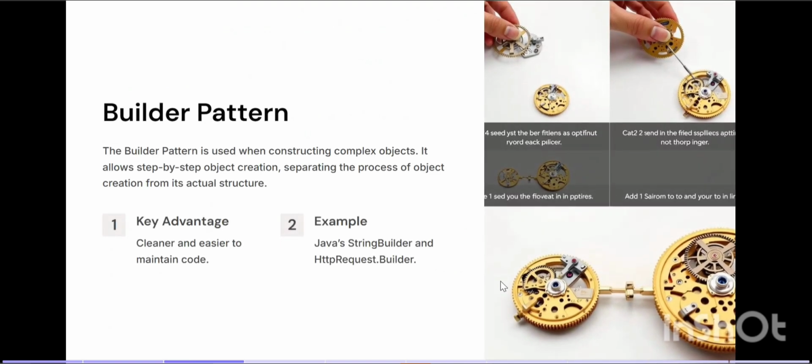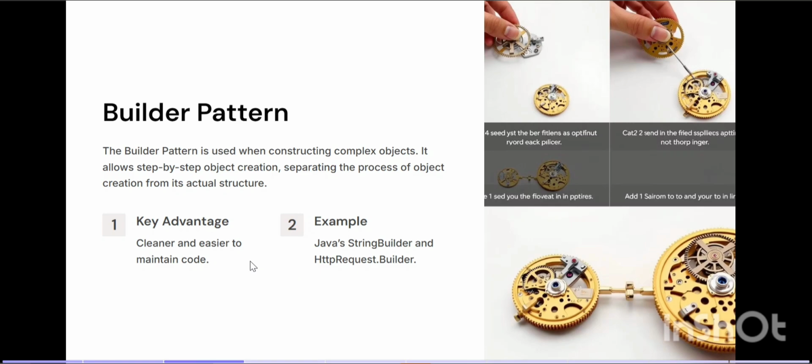Now we'll move on to the next slide, which is about the builder pattern. The builder pattern is used when constructing complex objects. Sometimes using constructors for objects can be limiting, especially when we need flexibility. The builder class helps solve this problem by allowing step-by-step object creation. For example, the Java builder and HTTP request builder. So you build the objects gradually and customize as you need. Here is a key advantage of this pattern: it separates the process of object creation from its actual structure, making the code clean and easier.